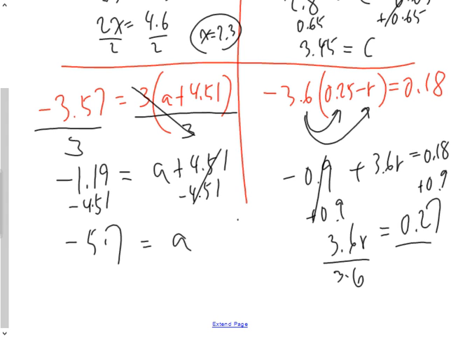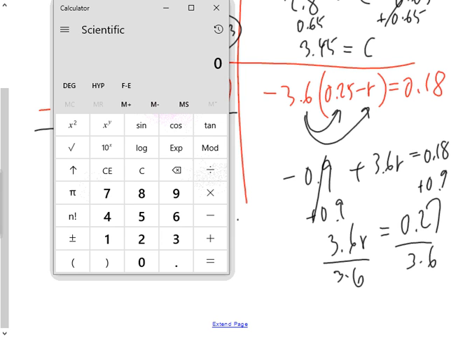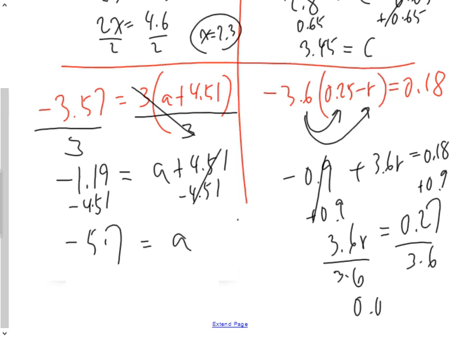Divide both sides by your coefficient. Take your calculator, because I'm not smart in the least. 27 cents divided into piles of $3.60 is 0.075 equals R. So far, so good?